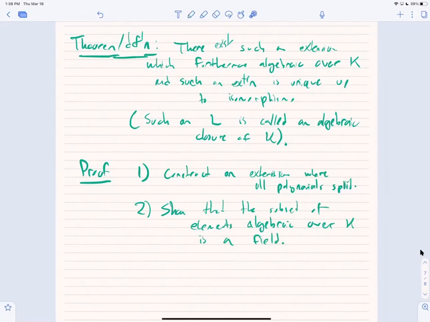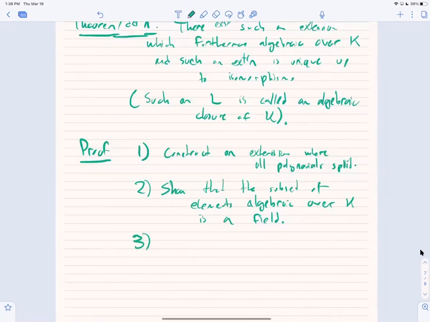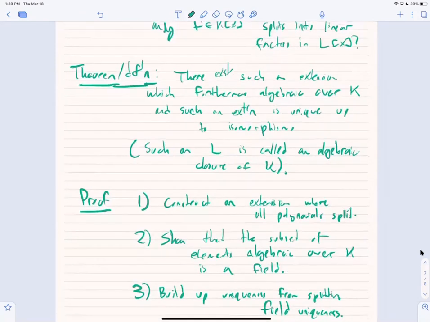And that gets you from having an extension where everything splits to having an extension where everything splits and is algebraic over K. And then for the uniqueness, you build up from the splitting field uniqueness; that is one way to think of it. You can think of this big field as a union of the splitting fields inside of it of every polynomial in K[x], and then we can go from there. There's something to do here, but this is the idea.